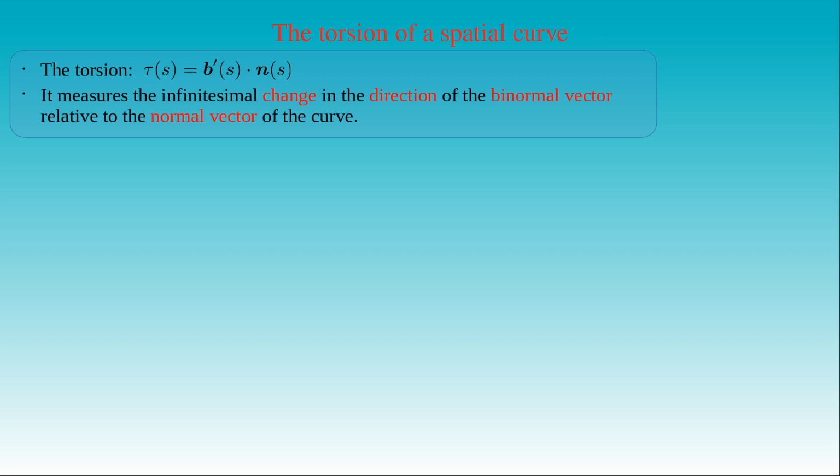We can also provide a geometric interpretation of the function tau as the torsion of the spatial curves. It goes as follows. The torsion is given by the dot product of the normal n and the derivative of the binormal b. By definition of the scalar product, this expression measures the infinitesimal change in the direction of the binormal relative to the normal of the curve. Let us examine this definition in greater detail.